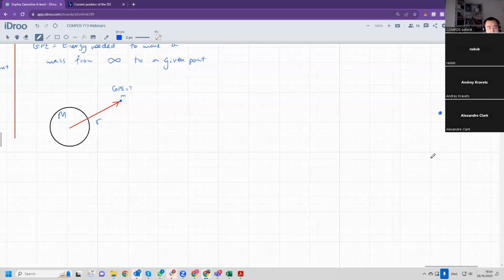So what is the work done? It turns out that it doesn't matter how we move. We can move in a straight line, or we can move along this strange path. So we need to move the mass from infinity to point P.